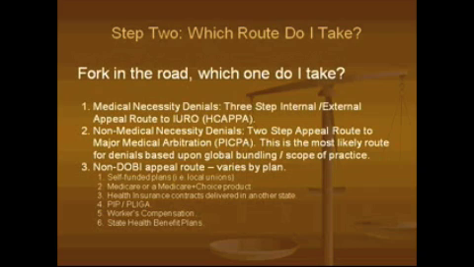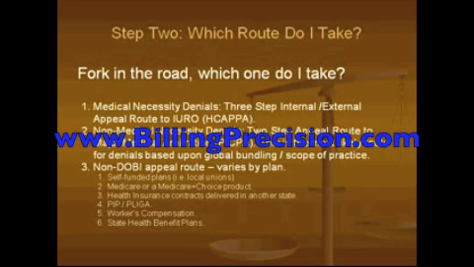Finally, those non-DOBI appeal routes, if DOBI doesn't have jurisdiction, you may be following a self-funded plan. You may be following the Medicare appeal process, which goes through to an administrative law judge and may go to federal court. The contracts delivered in another state, those states' rules are going to govern. So if you have a patient who got their insurance contract in California, you would have to then look to California's laws to see what is the appeal route.